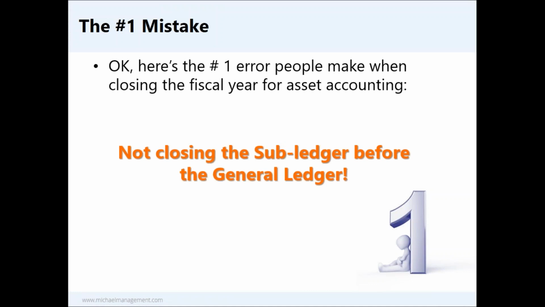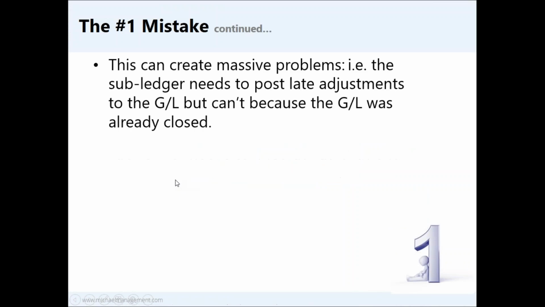So as a result, it's just logical that the subledger must be closed before the general ledger. And if that doesn't happen, remember those four errors that are listed earlier? That's what can happen. All right. So this is an easy one to avoid.